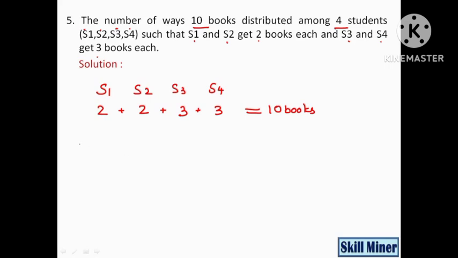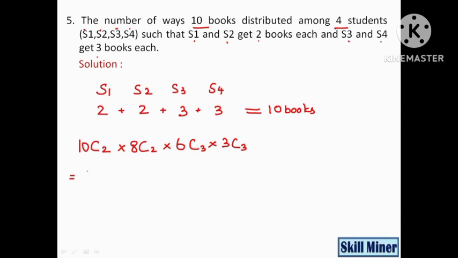First, there are 10 books. I am giving 2 books to S1. Okay. That's all, 2 books are over. Now 8 books are there. From this, I am giving 2 books to S2. Okay. Now these 8 books are reduced to 6 books. Now I am giving 3 books to S3. Now the 6 is reduced to 3. The last 3 books I am giving to S4.